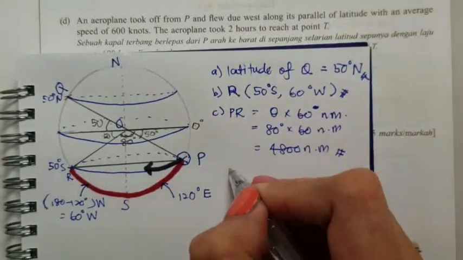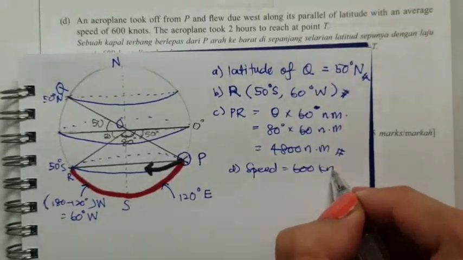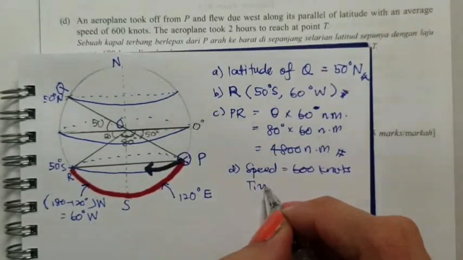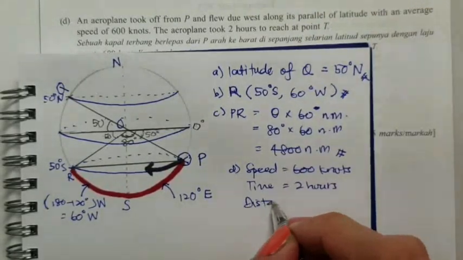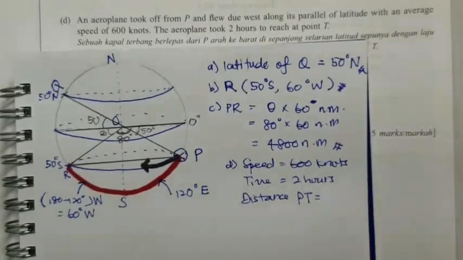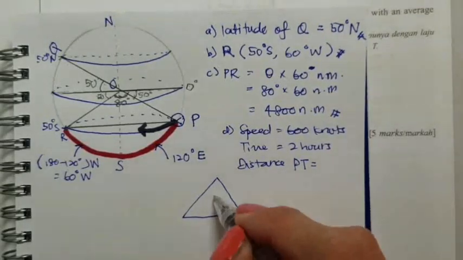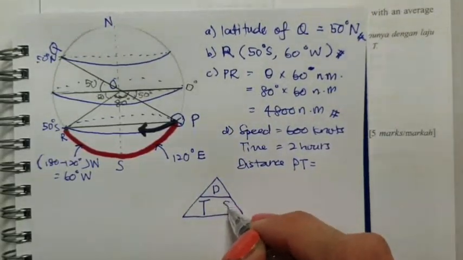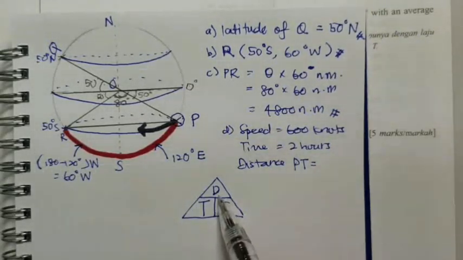So the part D, we have the speed 600 knots. Put down the information and the time is 2 hours. And we need to find the distance of PT. How do we find? So to solve this question, you need to know this, the golden triangle. Dolly the ship. I already mentioned in my live, where you can just refresh it. I put the link down at the comment area, at the description area.